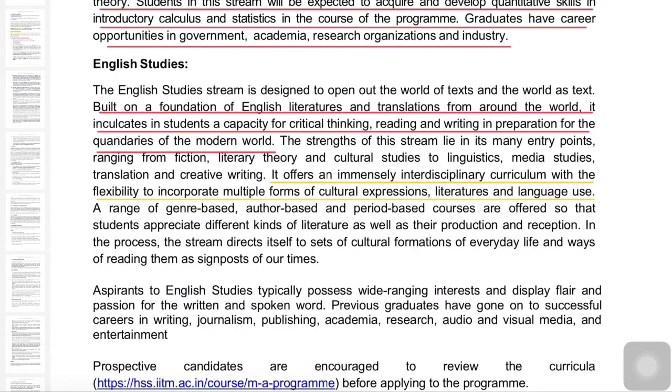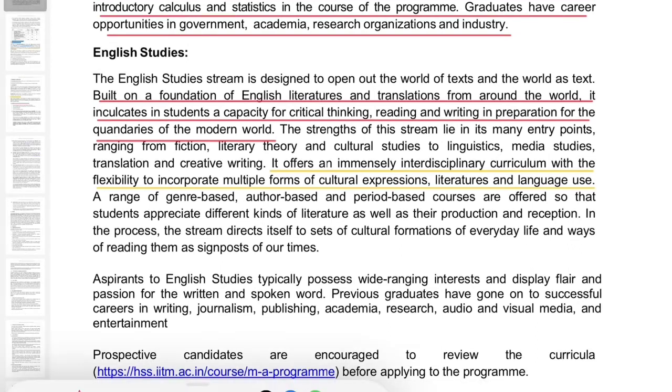If we talk about the English Studies program, it is built on the foundation of English literature and translation from around the world. It inculcates in students a capacity for critical thinking, reading and writing in preparation for the complexity of the modern world. It offers an immense curriculum with the flexibility to incorporate multiple forms of cultural expression, literature and language use. Career opportunities for students who opt for English Studies are writing, journalism, publishing, academia, research, audio and visual media and entertainment.